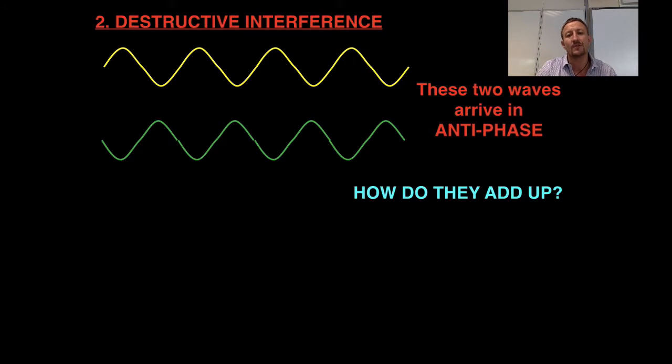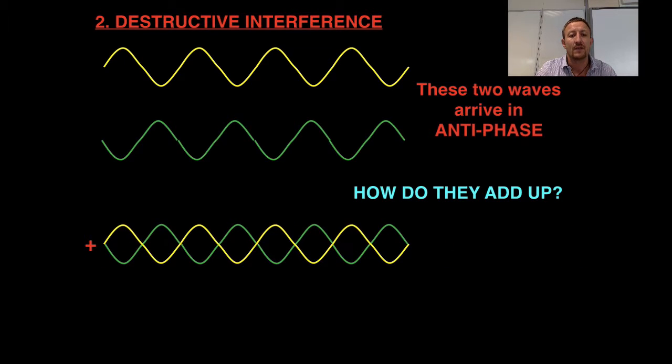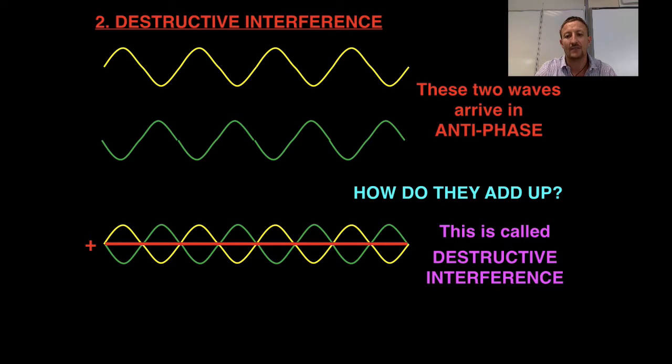Okay, so what happens when they add up together? So what we get is that there's our green wave, there's our yellow wave. We see peak meets trough, peak meets trough, peak meets trough. Now, because they're the same amplitude in this case, they're working at the same frequency, i.e. the same speed, the result is they are going to cancel out. So basically our standing wave is going to be a flat, calm surface. So as a result, we call this destructive interference.